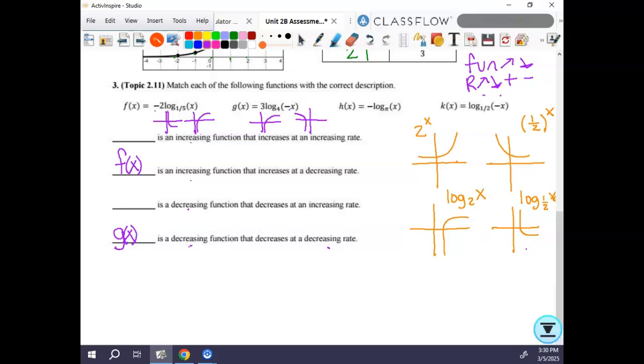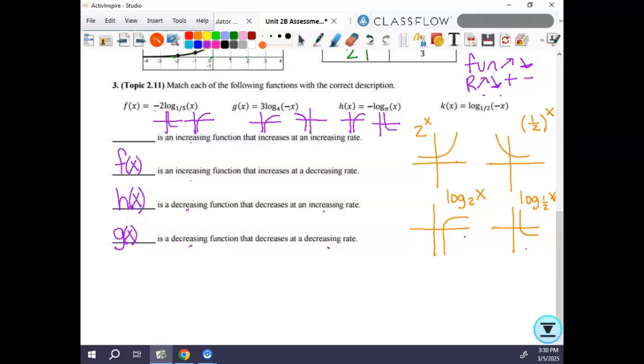All right, so log base pi. Well, it's pi, whatever. That's greater than 1. It's going to look like this to start with. And then that negative means that we reflect in the x-axis, so it ends up looking like that. That is a decreasing function. It is concave up, so it's decreasing at an increasing rate. This is h of x.